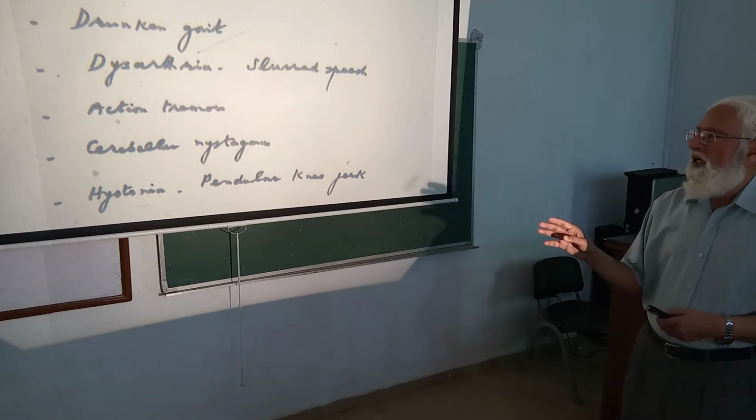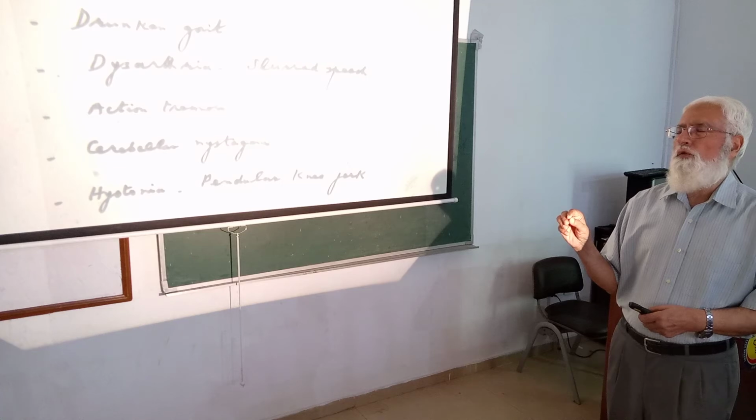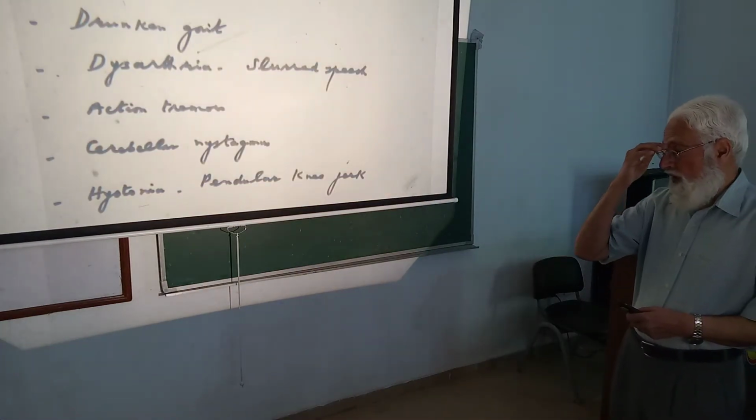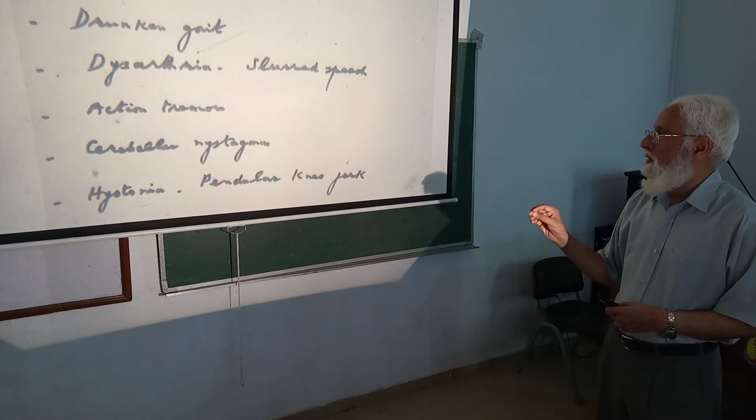Nystagmus is more marked when the lesion is in the vermis and flocculonodular lobe. So it is more marked when the region is in the vermis and flocculonodular lobe.